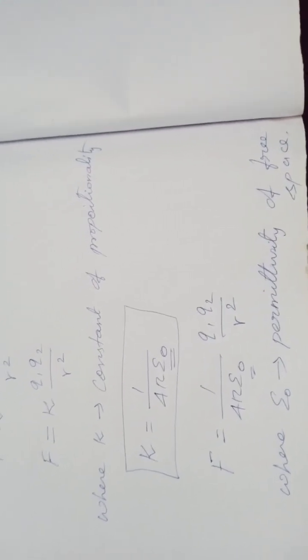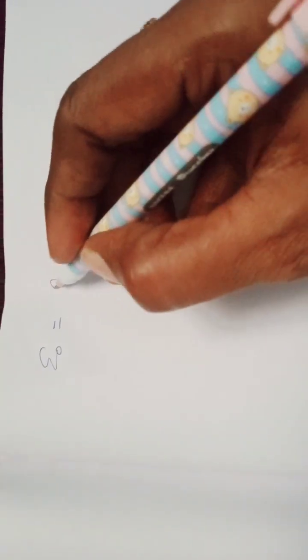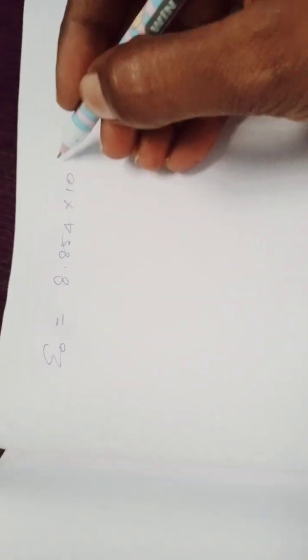Okay. Then there is a constant value for epsilon naught. That value of epsilon naught is equal to 8.854 into 10 power minus 12.